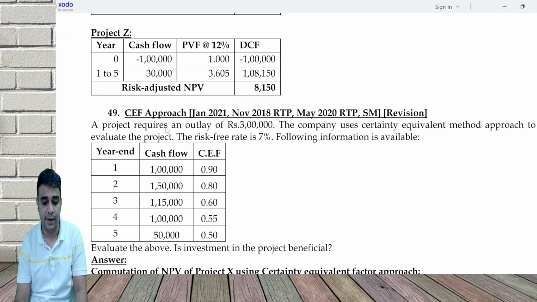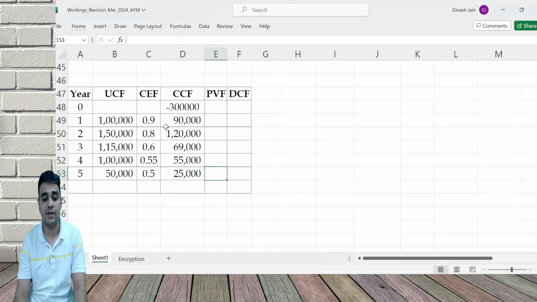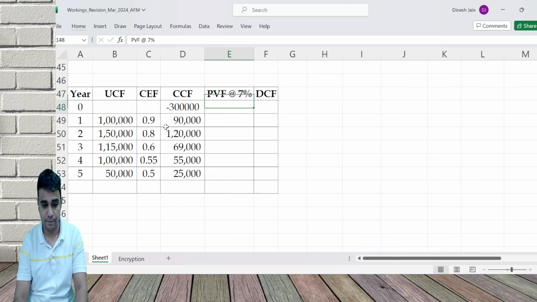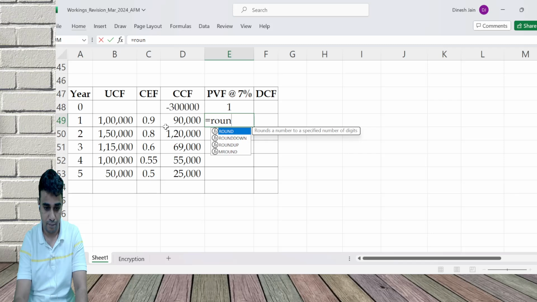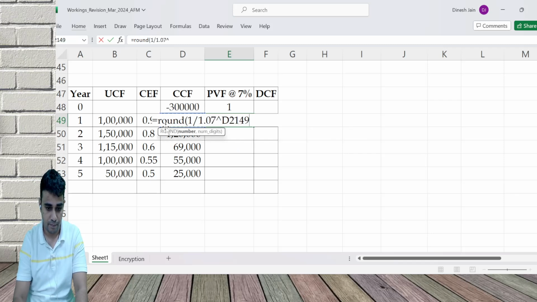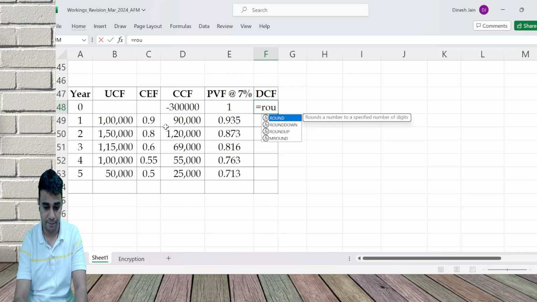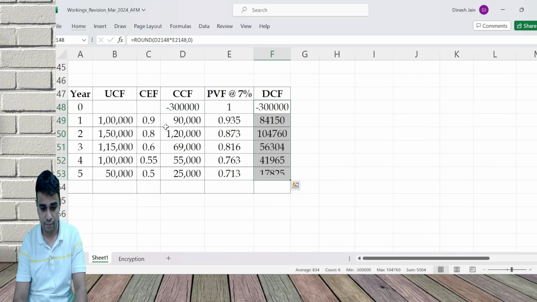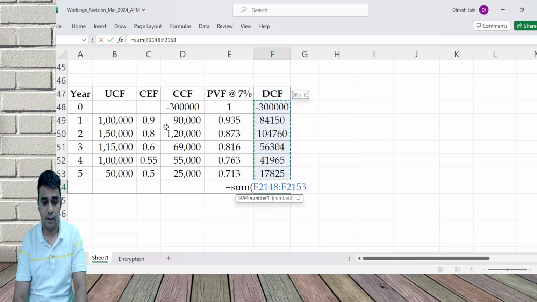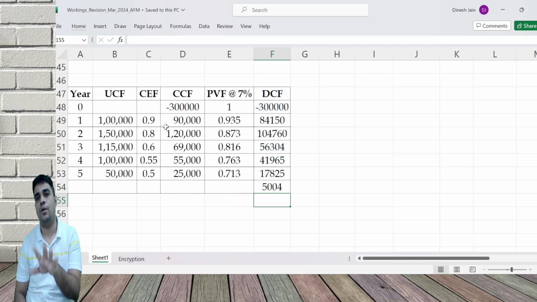PVF at what rate? What is the risk-free rate? Normally you follow only the risk-free rate, but if the question tells you to follow some other rate, please follow it. Why risk-free rate? Because I've removed the risk from the cash flow and got it to a lower number, so I cannot double penalize now. PVF at 7% and DCF. Conclusion: all remain NPV positive, go ahead. If NPV negative, reject it.